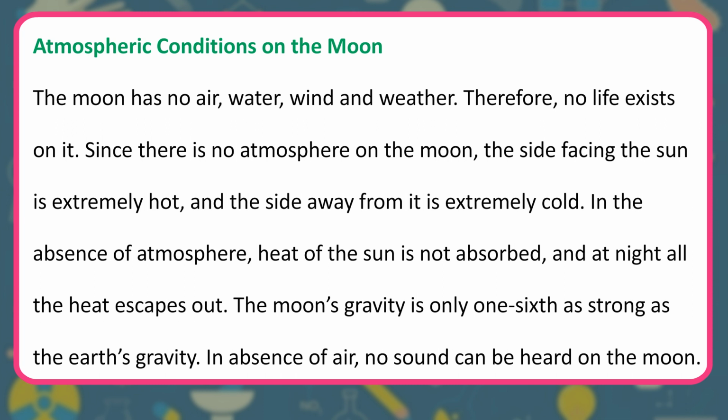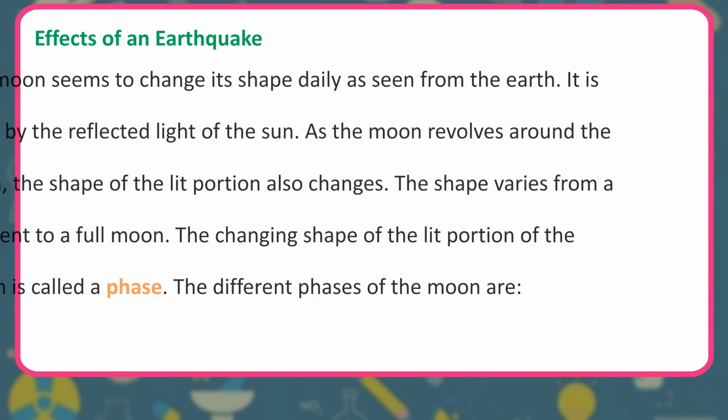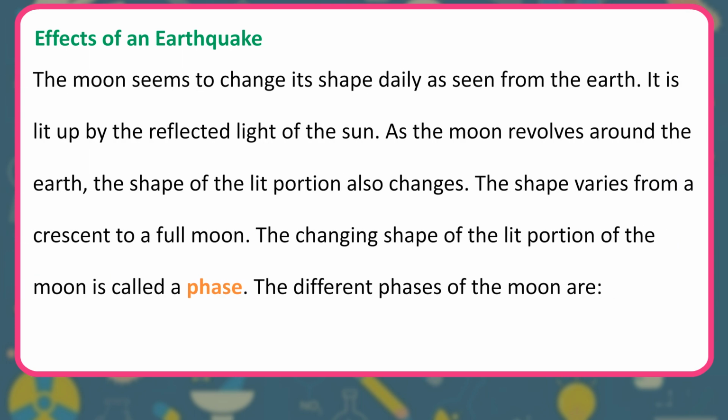The moon's gravity is only 1/6 as strong as the Earth's gravity. In absence of air, no sound can be heard on the moon. Phases of the moon. The moon seems to change its shape daily as seen from the Earth. It is lit up by the reflected light of the sun.